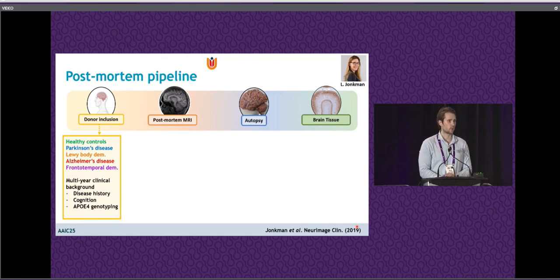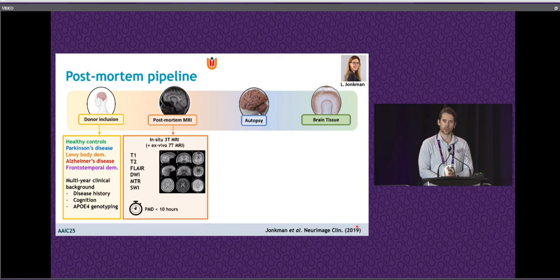After the donor passes away, we immediately go for a post-mortem in situ MRI, meaning brain still inside the skull, which is the best way for a clinical translation step. And here we do an in situ 3 Tesla MRI scan, and afterwards also an ex vivo 7 Tesla MRI scan on a subset, on one half of the hemisphere. And we collect a series of sequences. And we do all this while we cap the post-mortem delay under 10 hours.